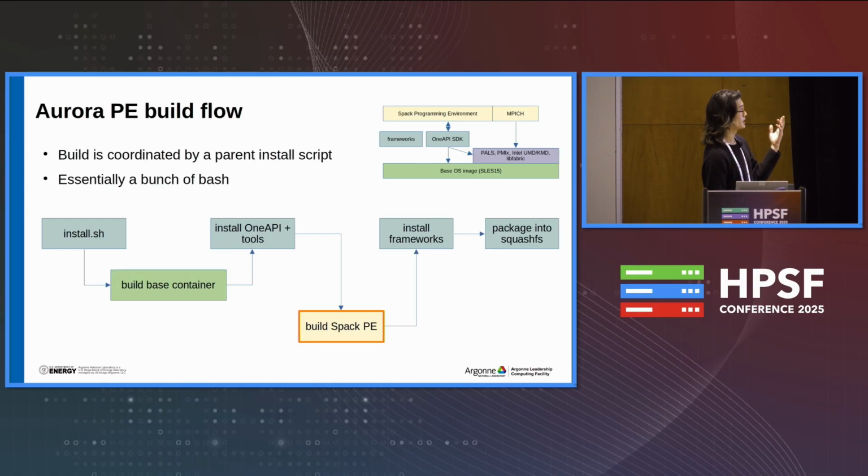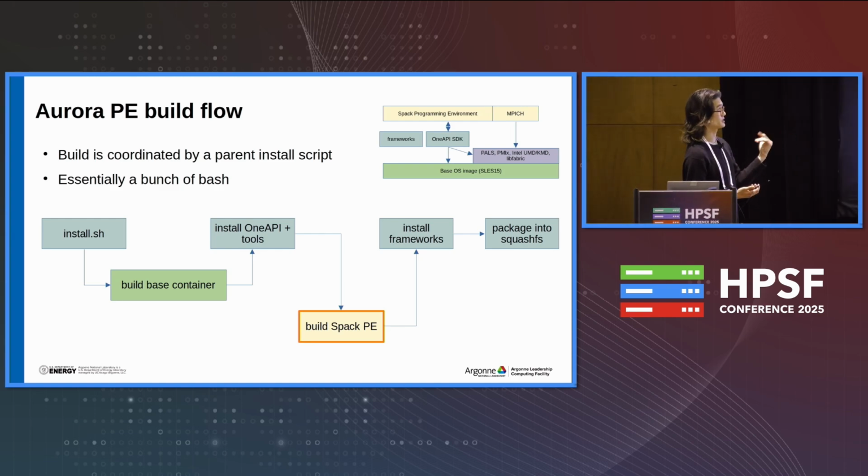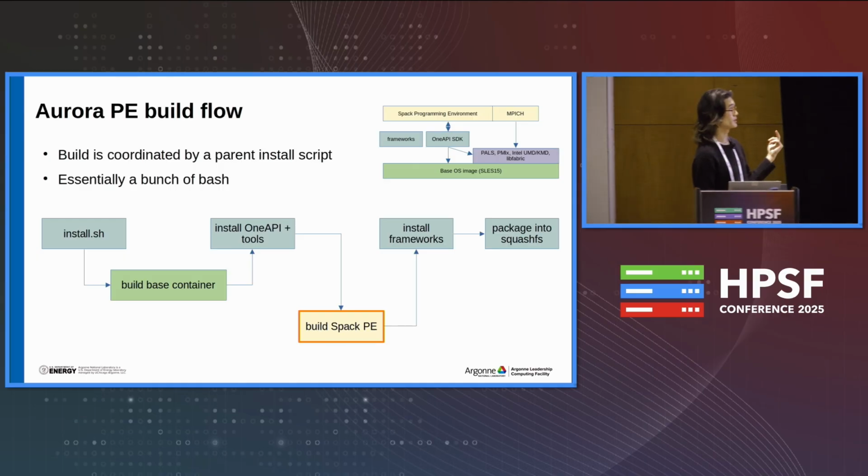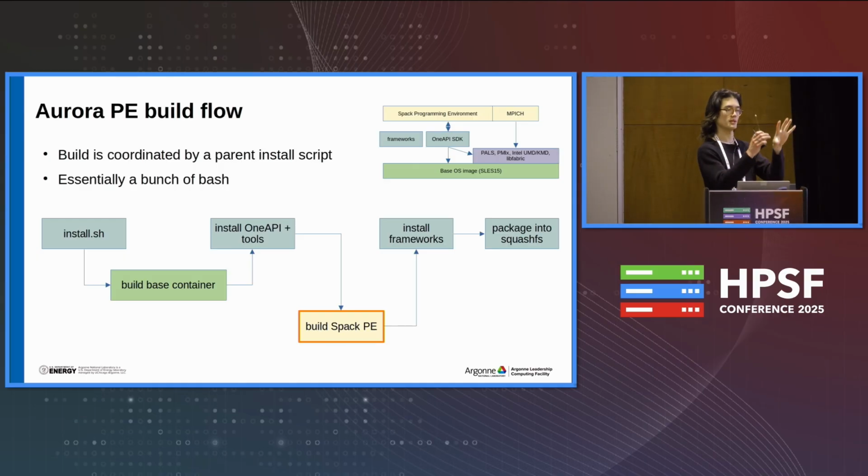OK, so just a quick summary of the Aurora PE build flow. The build is coordinated by a parent install script. It's just a bunch of bash scripts. Even the Buildah commands are just bash scripts running inside of a container. So we have install.sh, which starts by building a base container off of a /15 container image. Once we have the basic image built up, we install the OneAPI stack, which gives us our compiler toolchain. I just want to note that is separate from Spack. That's installed with RPMs.